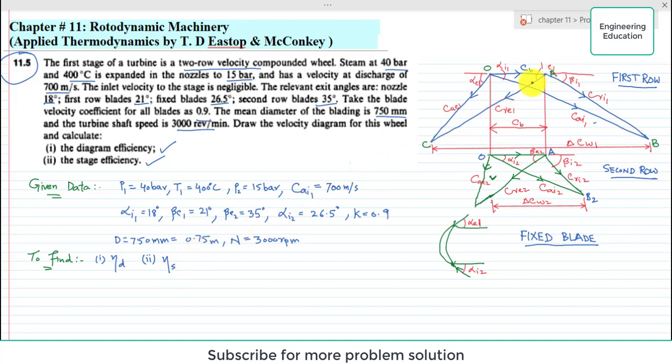This is the velocity triangles for this 11.5 problem. We are familiar with these triangles. Problem 11.4 was also about the 2-row velocity compounded turbine. So I hope these terms will be clear. We are directly going to the solution of this problem.